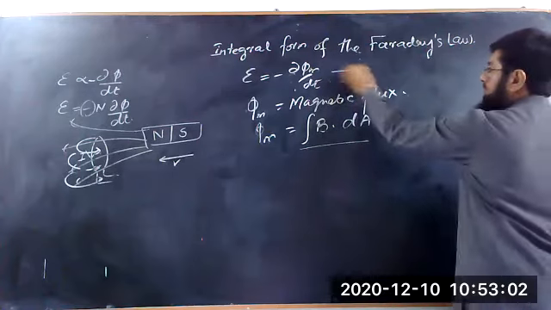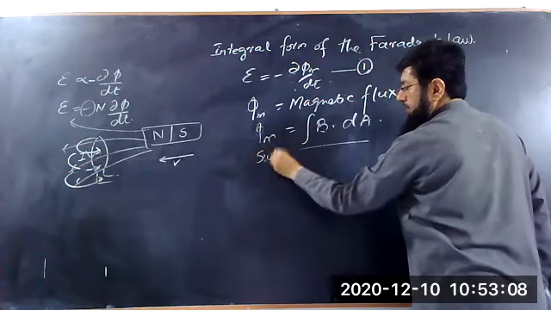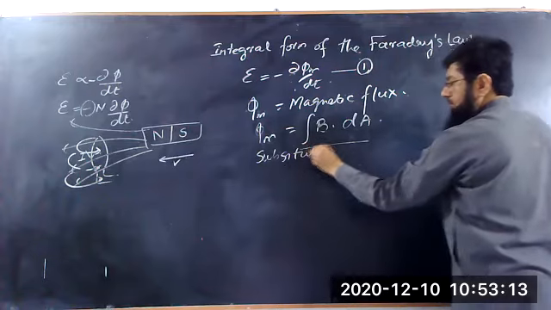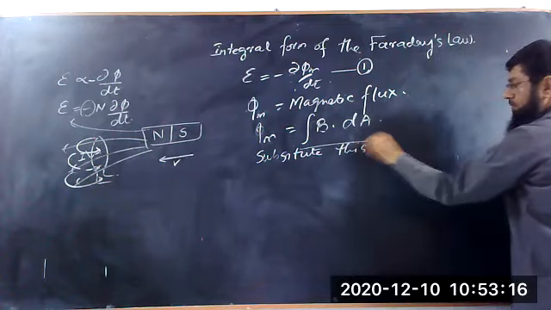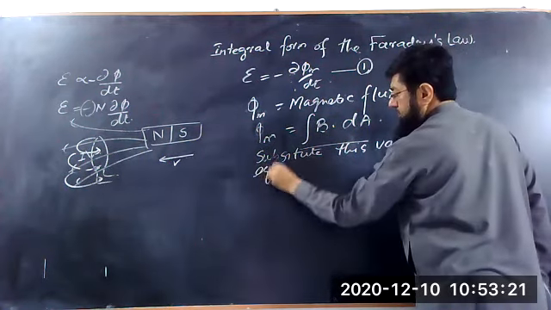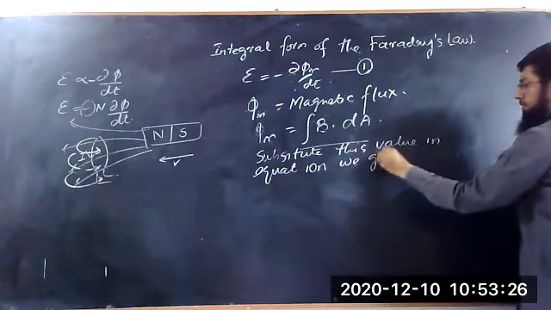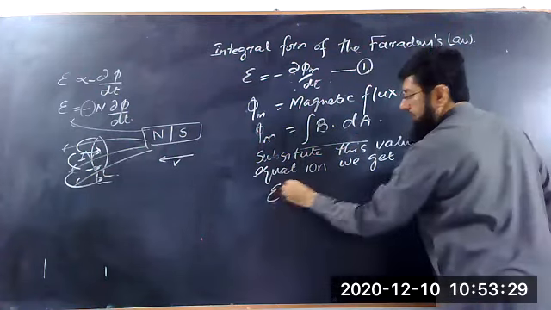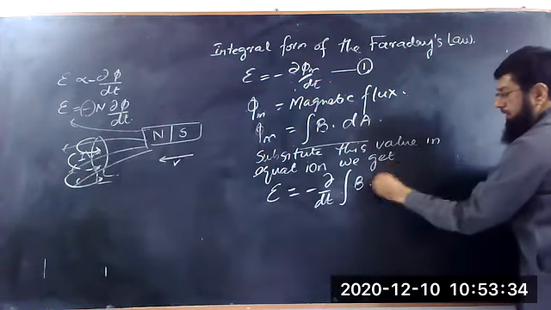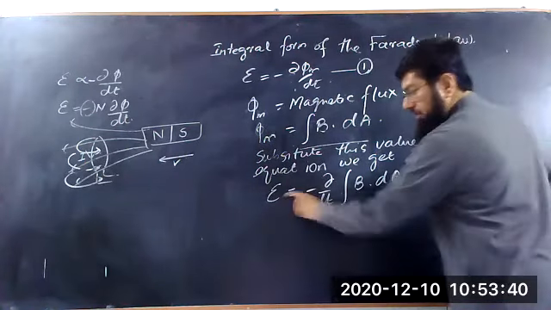So if we substitute this value in equation number 1, we get EMF is equal to minus d over dt into the integral of B dot dA. So this is known as the induced EMF.